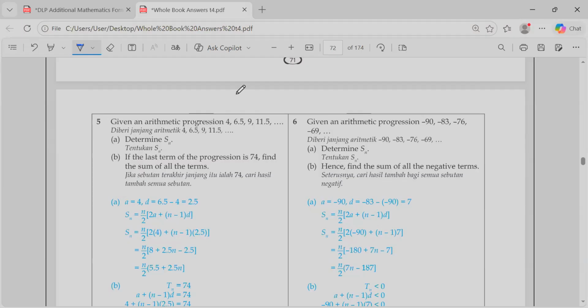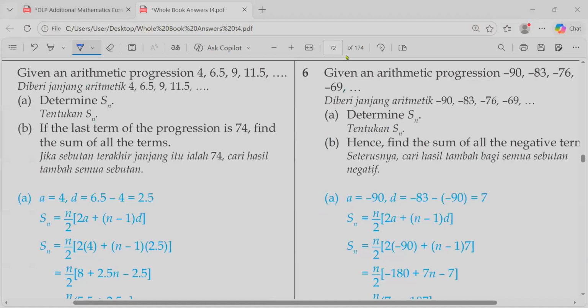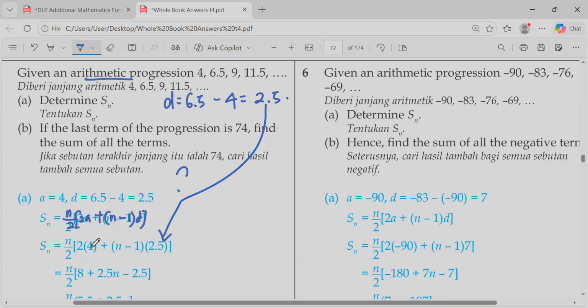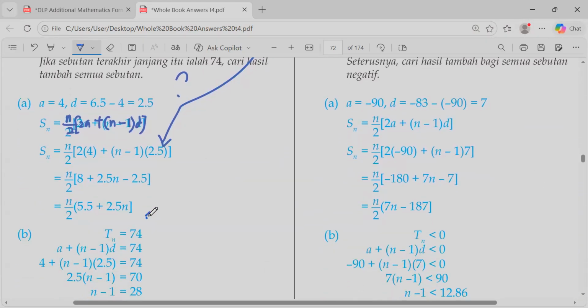Look at the question. Okay, this is the question. Okay, you can read. Okay, this is arithmetic. So 6.5 equals minus, I get 2.5 d. So I get Sn. Look at the formula. n over 2 times 2a plus n minus 1 d. Okay, substitute the d, substitute the a, and then expand it. After you expand, you get the answer. Okay, number plus number, and then next.